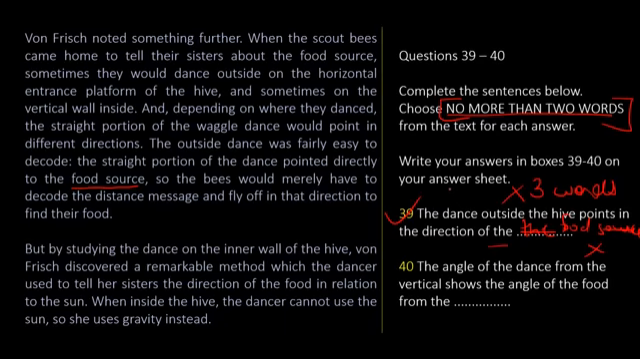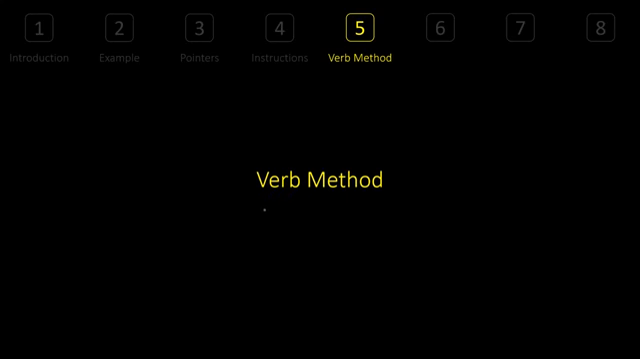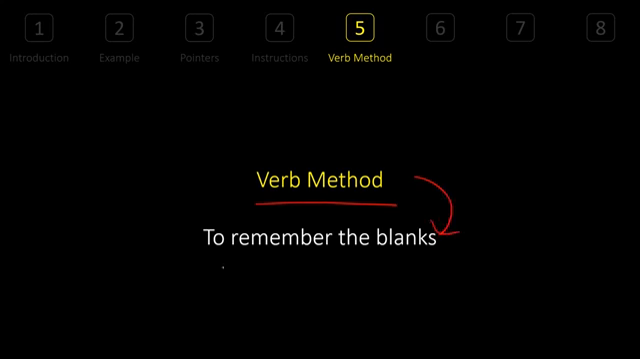Okay, good. The second one is the verb method. We have explained this. We need the verb method to remember the blanks or to remember the statement which contains the blank. Why do we need this? I think we have explained earlier that when we have a reading exam, the biggest time waster actually is moving from one page to another page.